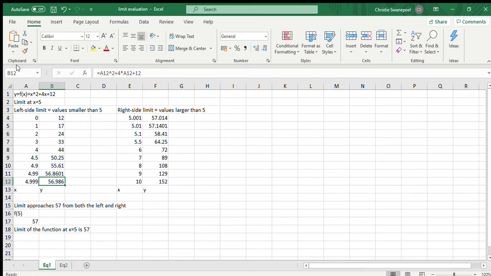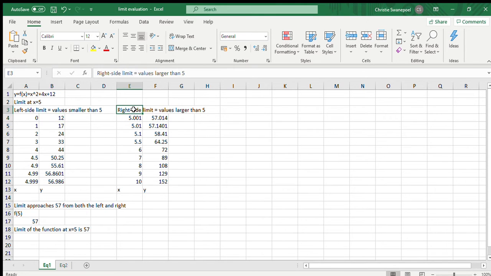And we calculate our corresponding y values. So that means 4.999 squared plus 4 times 4.999 plus 12. And we get these values. So as you can see, our y values go from 12 to 56.896. So it gets closer and closer to 57. So we say the left side limit approaches 57.